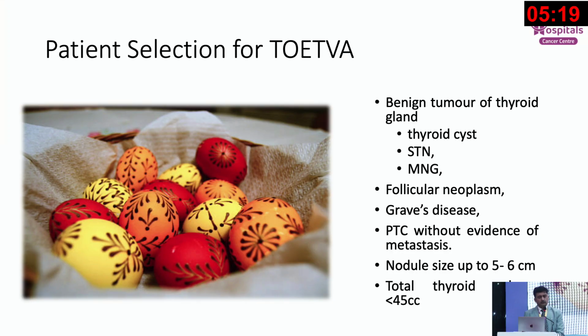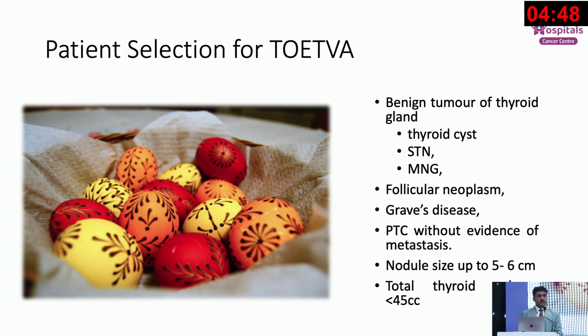So the ideal case selection for beginning transoral thyroid surgery is a benign thyroid lesion of approximately 2.5 to 3.5 centimeters maximum size: a thyroid cyst, solitary nodule, or multinodular goiter. As you grow your experience, you can add follicular neoplasms, Graves' disease, and early papillary carcinoma. As you grow in experience, you can add to your basket the categories of cases that you can take.